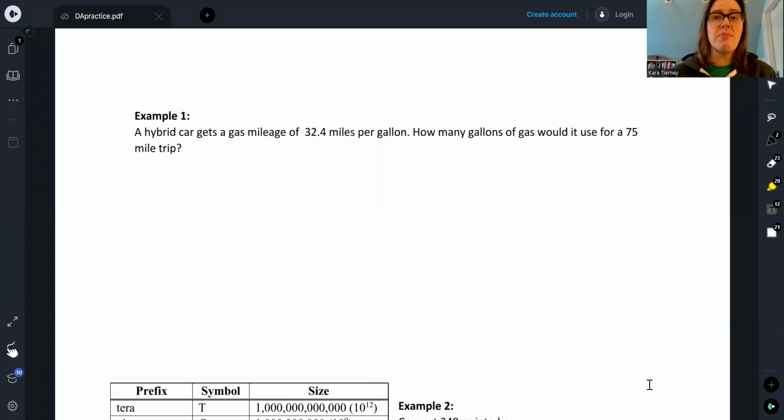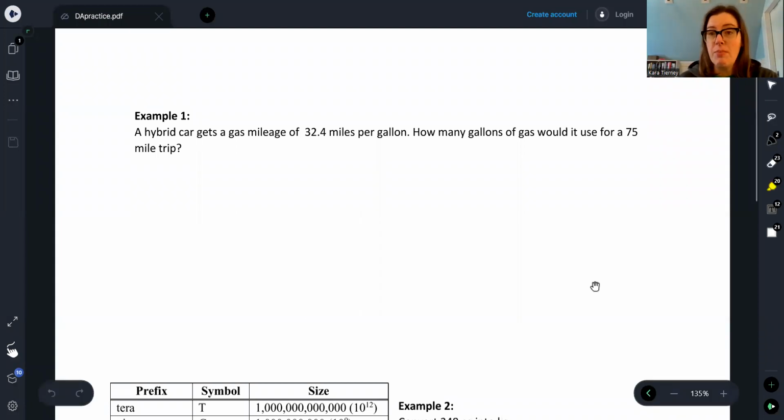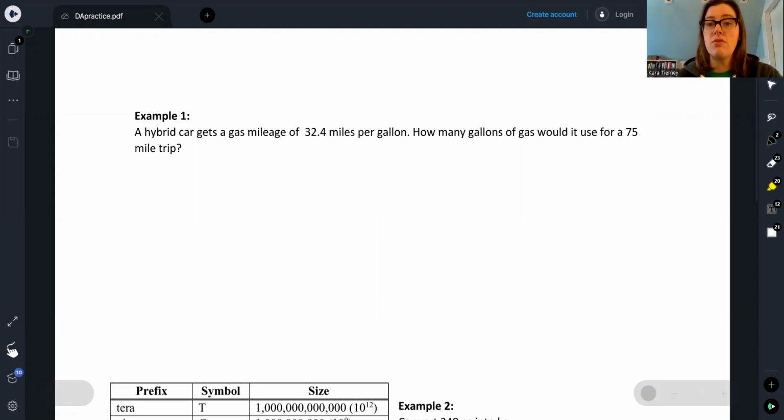They're kind of random. But our first one is a hybrid car gets a gas mileage of 32.4 miles per gallon. How many gallons of gas would it use for a 75-mile trip? So this is not a chemistry question, right? But this is the type of question where my chemistry mind automatically goes to dimensional analysis because I never know, should I multiply? Do I divide? What do I do? I let the units tell me what I'm going to do.